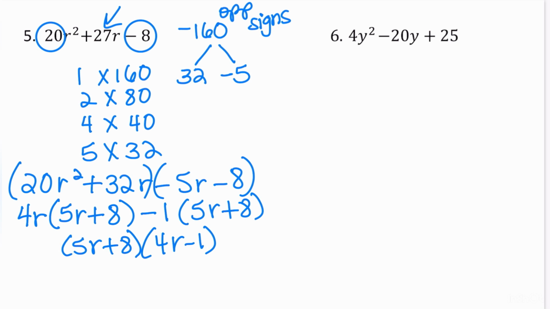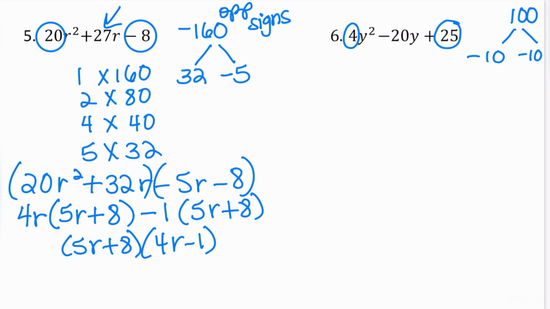In question number 6, again, they're not all divisible by the same number. Take the 4, multiply it by 25, and you get a positive 100. So because it is a positive 100, I'm looking for like signs. And in this case, it's got to add to give me negative 20, so they both have to be negative. So what multiplies to give me 100, and it's going to add to give me negative 20? And the answer is negative 10 times negative 10. Negative 10 times negative 10 is positive 100, and it's going to add to give me negative 20.